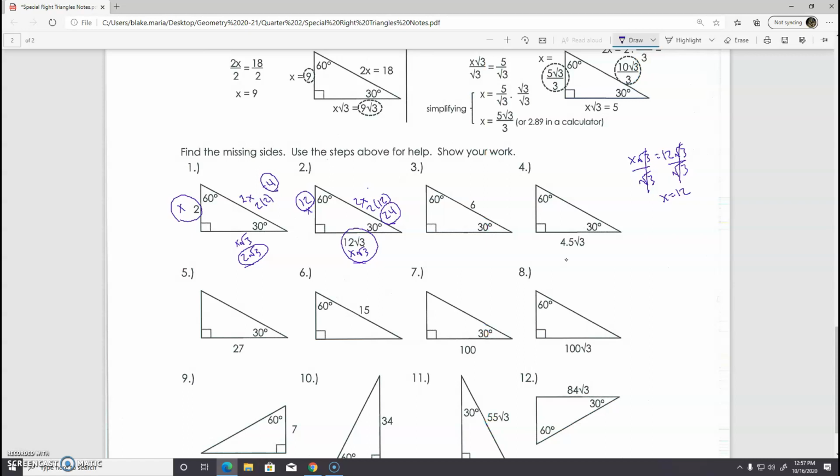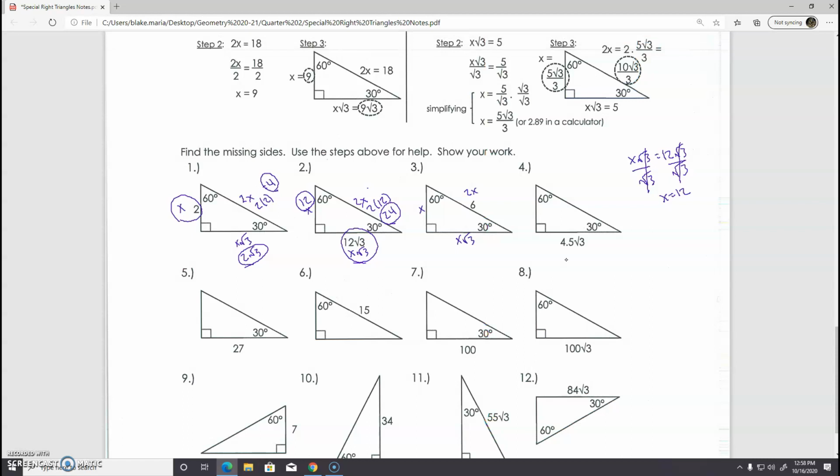Now, very similar to the last type of problem is, I lied. We're going to do number 3 real quick. So across from the 30 is my x. Across from the 60 is my x root 3. And my hypotenuse is still that 2x. So here's my equation, right? 2x equals 6. Divide both sides by 2. You get x equals 3, and now we can go plug it back in. We know x equals 3, so my short leg is 3. We know x root 3 is going to be 3 root 3. So my long leg is 3 root 3, and we already knew my hypotenuse was 6.